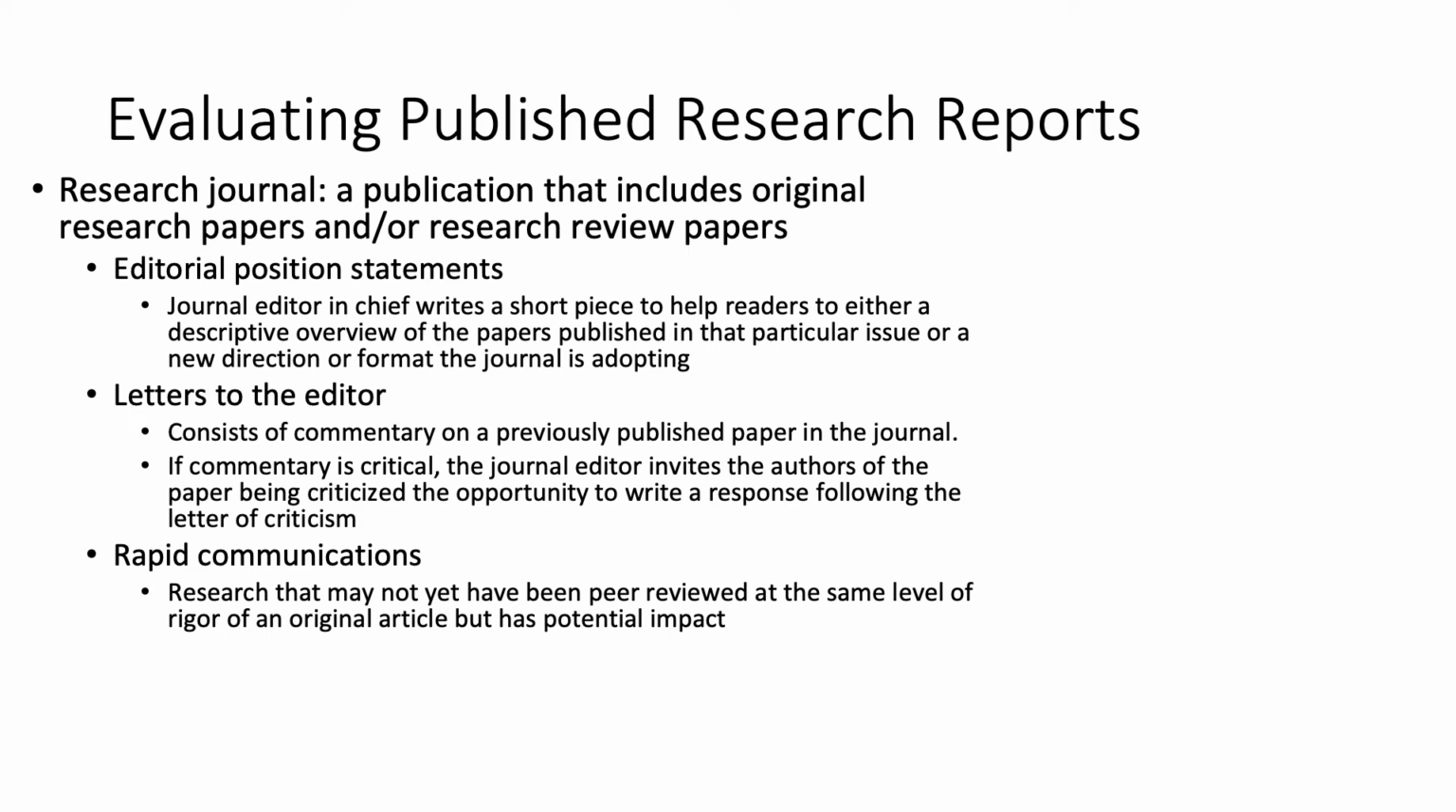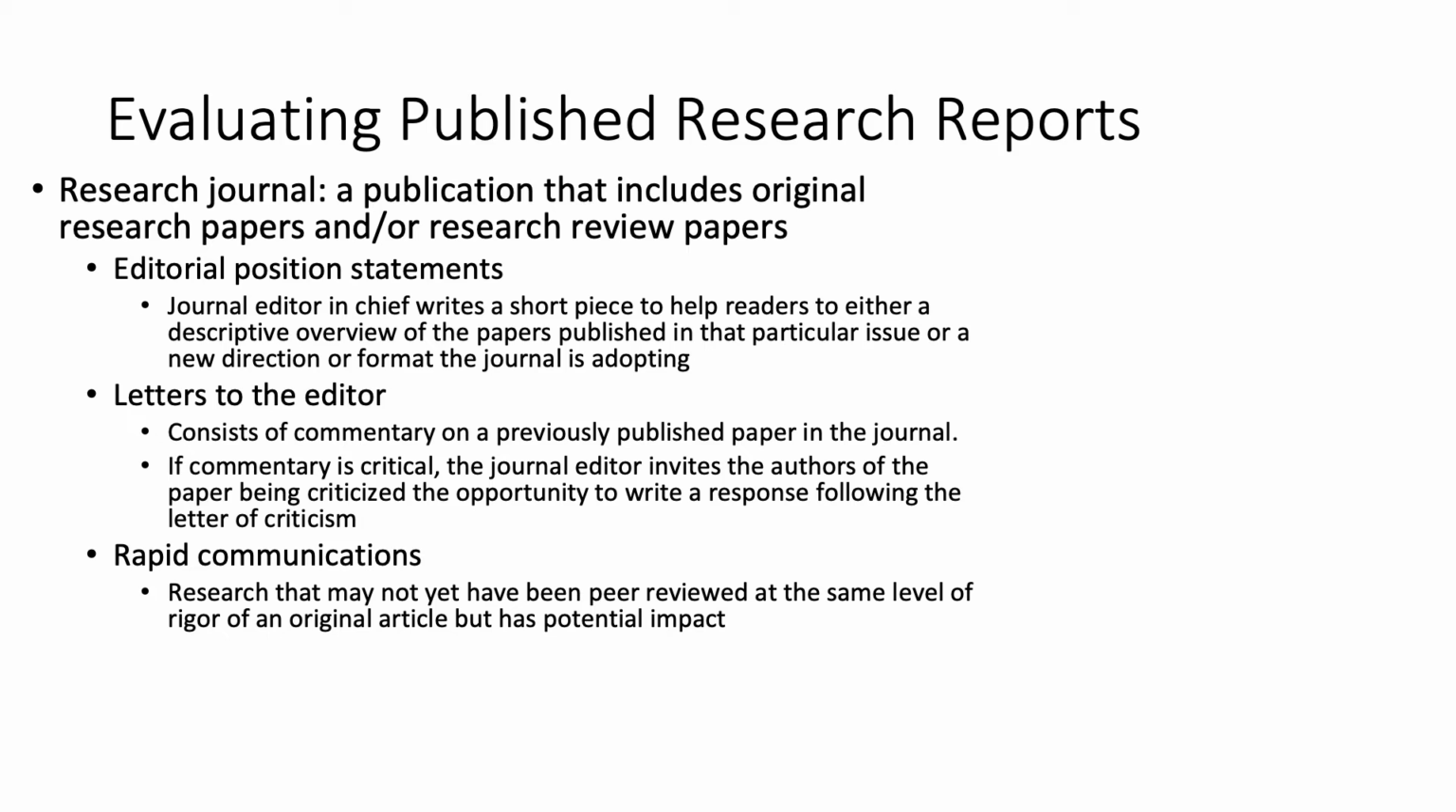But remember, and again, just to kind of harp on it, an original research paper is one that includes an abstract, an introduction, a method section, a results section, and a discussion section with some sort of summary or conclusion, sometimes within the subheading of the discussion. A research journal is a journal that primarily publishes either original research papers or research review papers.